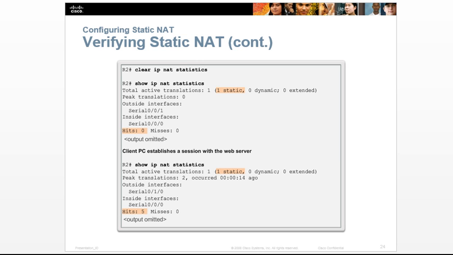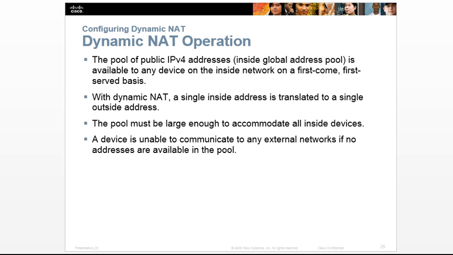Here to go on and verify, you can do a clear stats and then re-show them. And hits and misses will go up or down based on how many packets are actually being sent over. So dynamic, remember, uses a pool of addresses and is sort of first come, first serve. It is available, as long as you have enough IPs for it, this is a good way to go. The pool, again though, has to be large enough to accommodate all of the inside devices. If the pool runs out, the devices just aren't able to communicate.